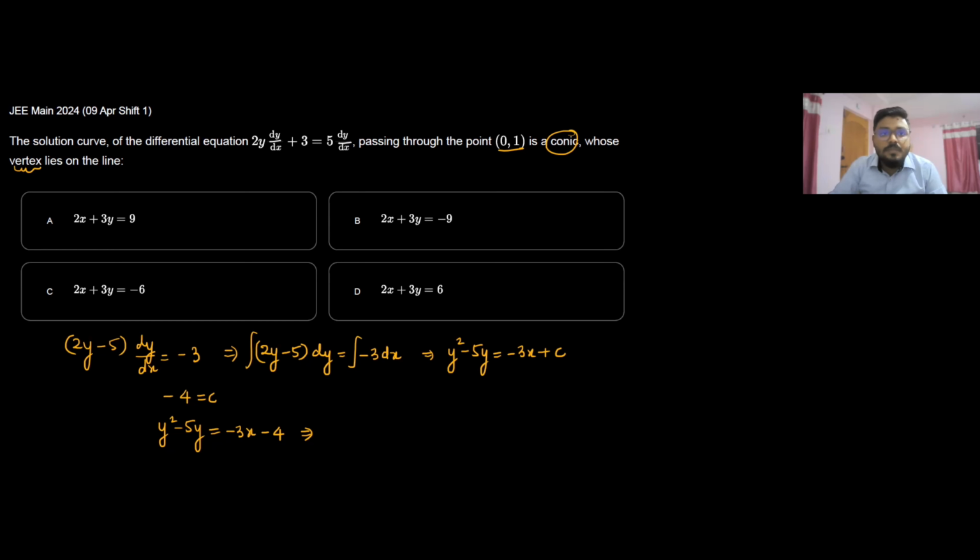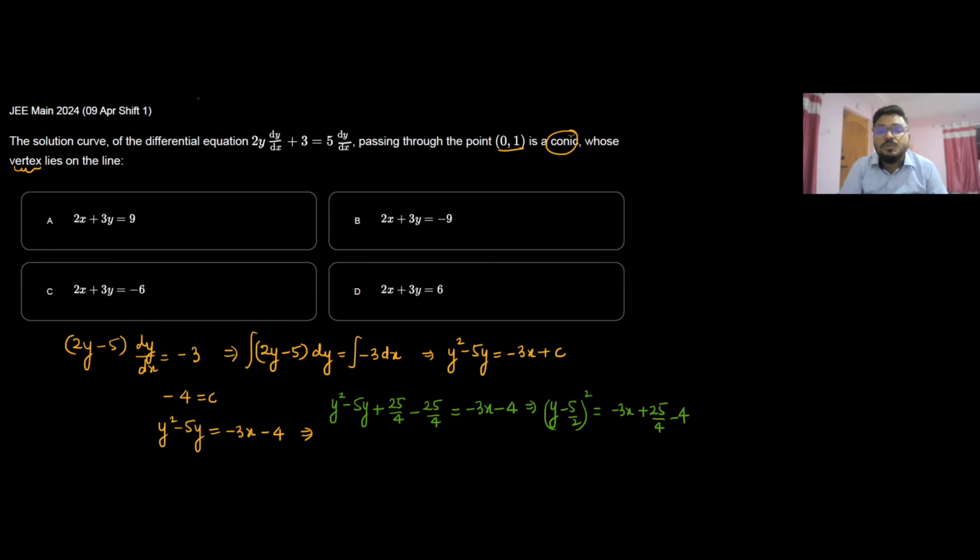That would be y square minus 5y. So adding the square of 5 by 2, that is 25 by 4, and subtracting 25 by 4, minus 3x minus 4. So we can rewrite this as y minus 5 by 2 whole square is equal to minus 3x plus 25 by 4 minus 4.